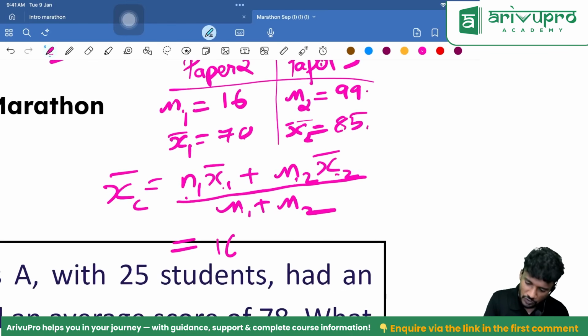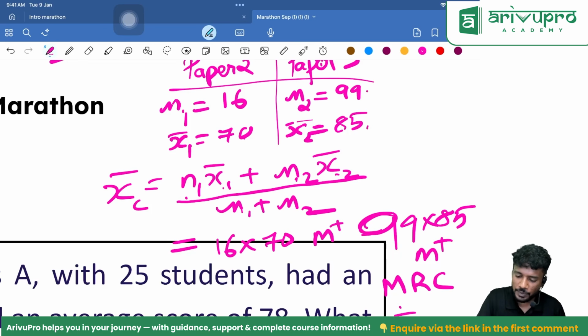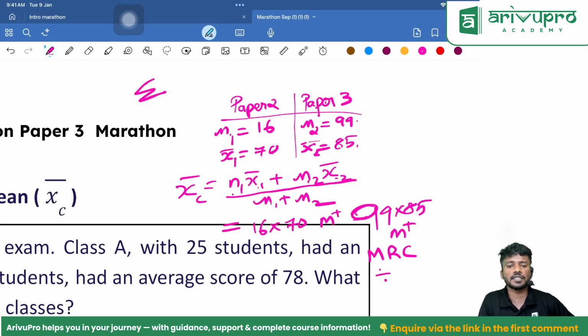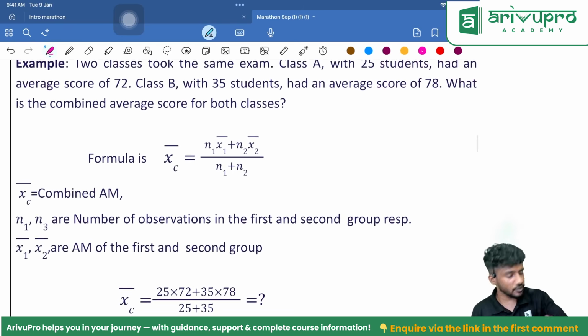How much is the answer? That is 16 into 70 plus 99 into 85, divided by how many people are there in total? N1 plus N2 is 115. We are taking it as two different groups. How much is the answer? 82.91. Okay, fine. Now, combined mean is equal to N1 x1 bar plus N2 x2 bar divided by N1 plus N2.